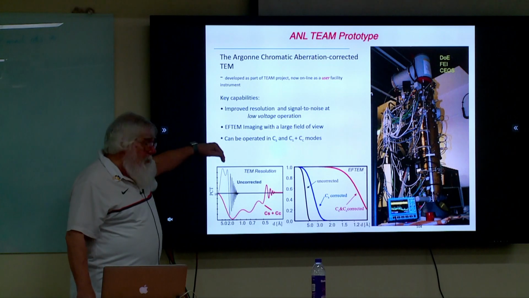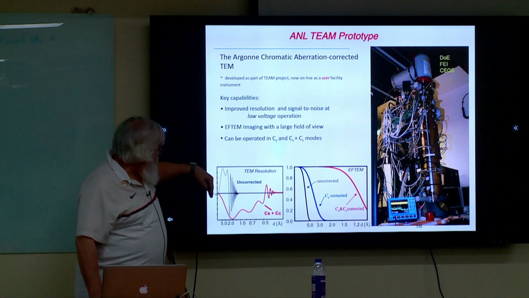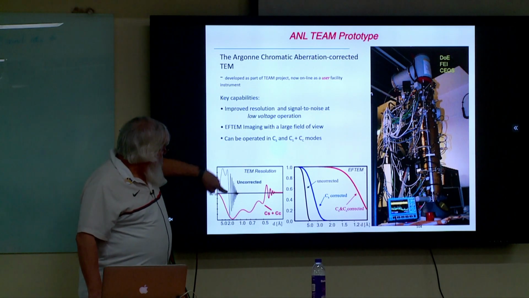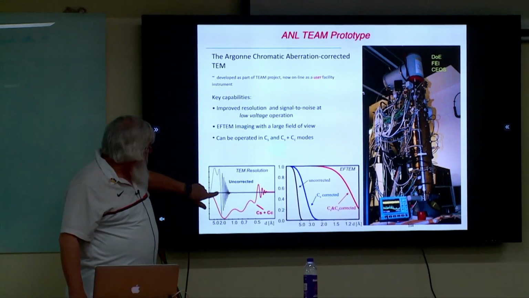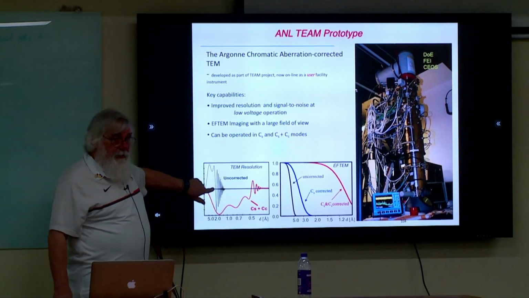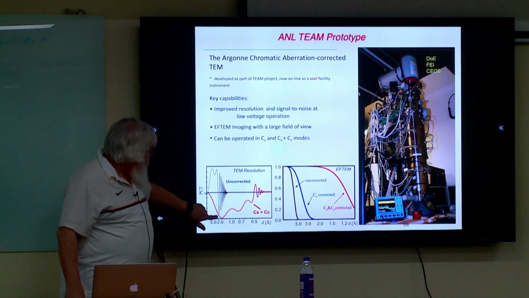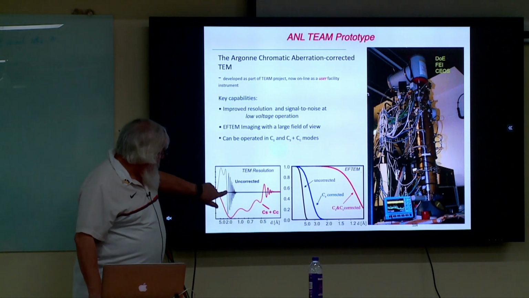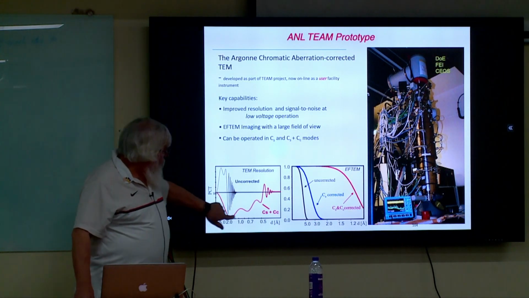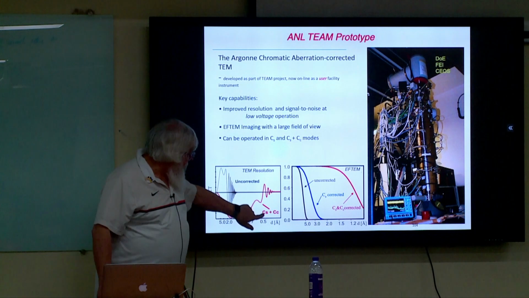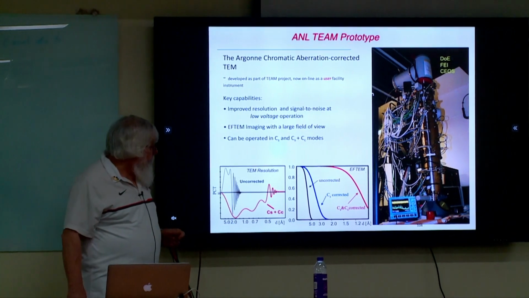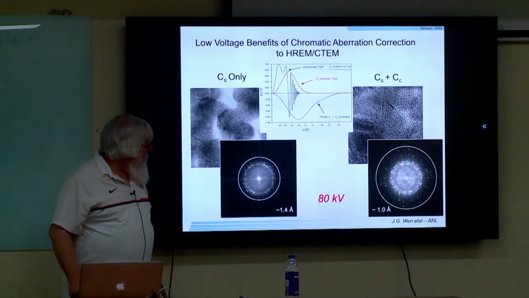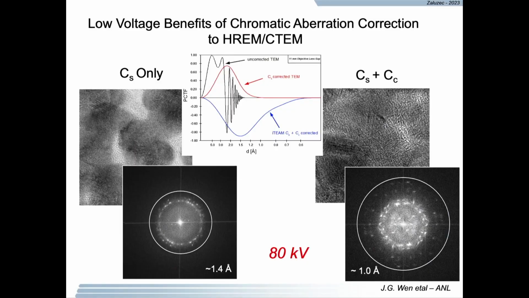Again, remember, this is the phase contrast transfer function. Where this goes to zero, the resolution is usually defined by the first time we cross zero. The resolution of this type of machine without a corrector was just about 2 angstroms. With the Cs plus Cc corrector, it got down to below half an angstrom. And what that means is we can get very good resolution even at lower voltages.